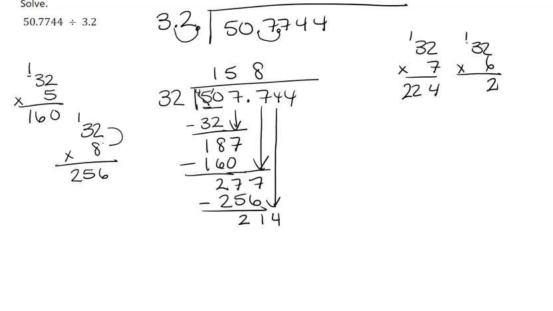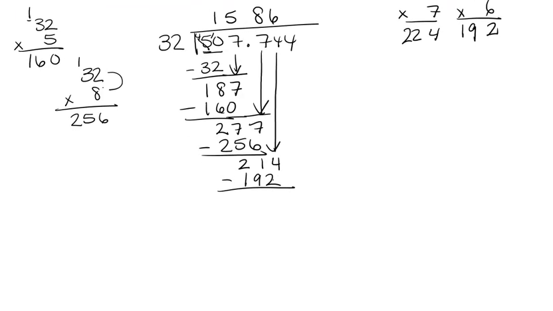2 times 6 is 12, carry the 1. 6 times 3 is 18, plus 1 is 19. So you have 192. So we would say 32 can go into 214 6 times, so we get 192. We go ahead and subtract. 4 minus 2 is 2. And then we need to borrow because this 1 minus 9 can't be done. So we borrow from the 2, make that a 1. Now we have 11 because we borrowed a whole 10. So 11 minus 9 is 2. 1 minus 1 is 0.